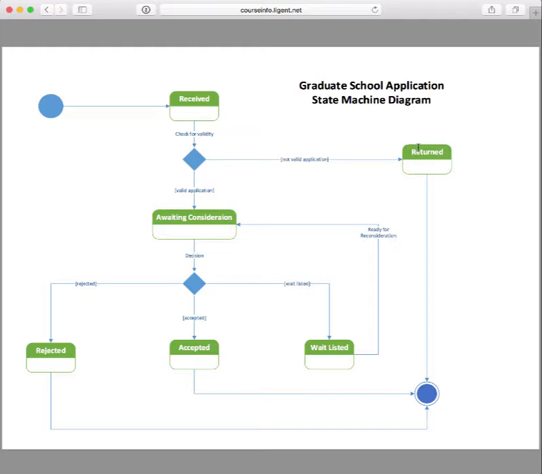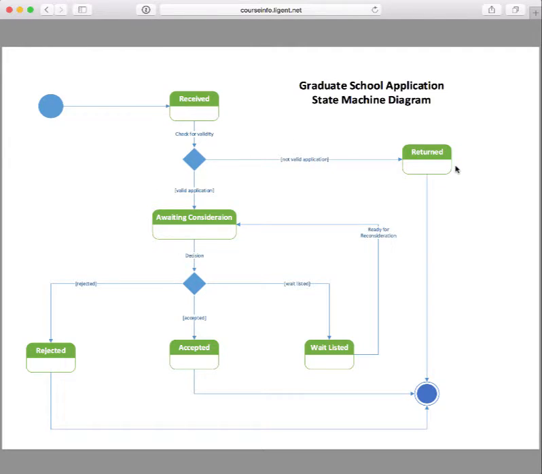Now, could we have put a trigger in front of return that said return application? Could we have done that? Yeah, I think that would have been okay. That's a precipitating action. All right, so that's okay. So one of the terminal conditions is we returned it. We got it. It wasn't valid.